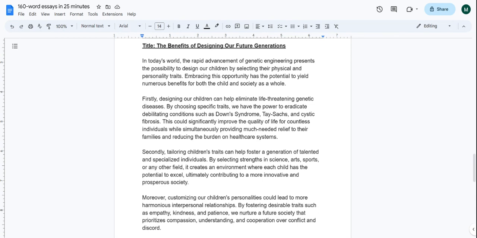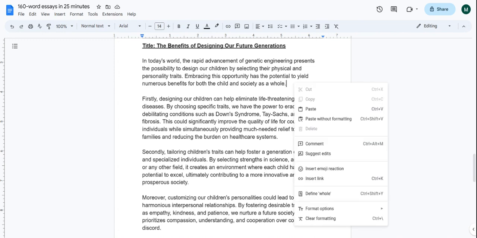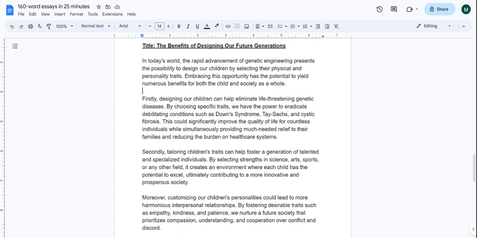All right, so the title, writers, is The Benefits of Designing Our Future Generations. "In today's world, the rapid advancement of genetic engineering presents the possibility to design our children by selecting their physical and personality traits." Wow, already unbelievably awesome. "Embracing this opportunity has the potential to yield numerous benefits for both the child and society as a whole." Notice the more formal structure of the AI's writing versus my writing structure, which was a bit more conversational.